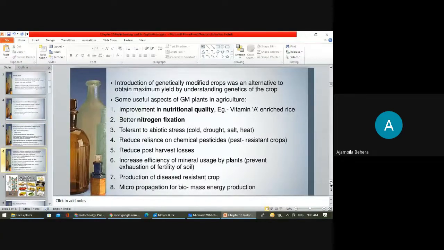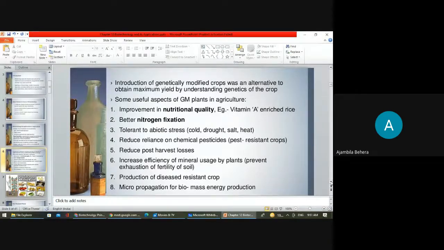So the important advantages are we can improve the nutritional quality. For example, we can increase the vitamin quality. As you know, in case of normal rice, can you tell me which food component you can find more in amount in normal rice that we consume? That is generally carbohydrates, rich in starch. But there is one rice, golden rice. That golden rice is rich in vitamin A.